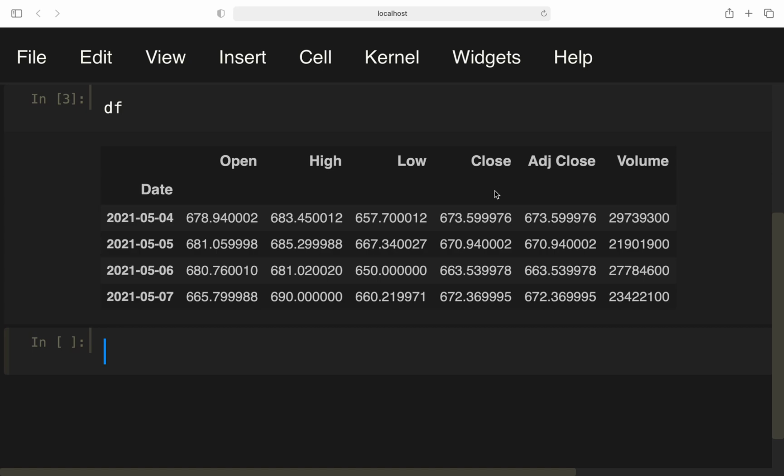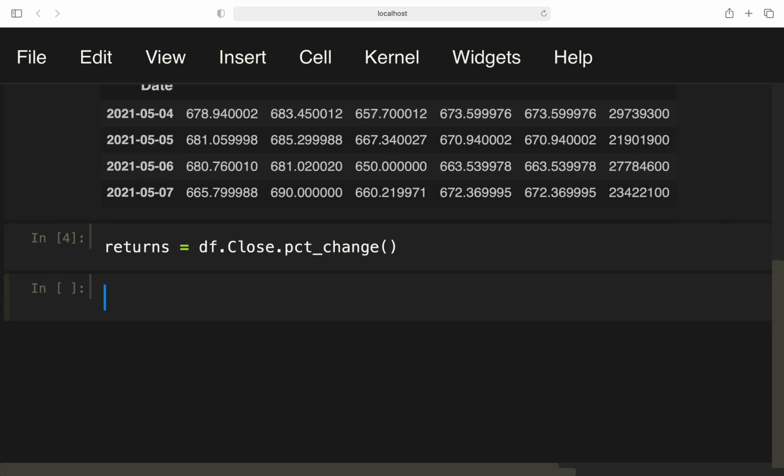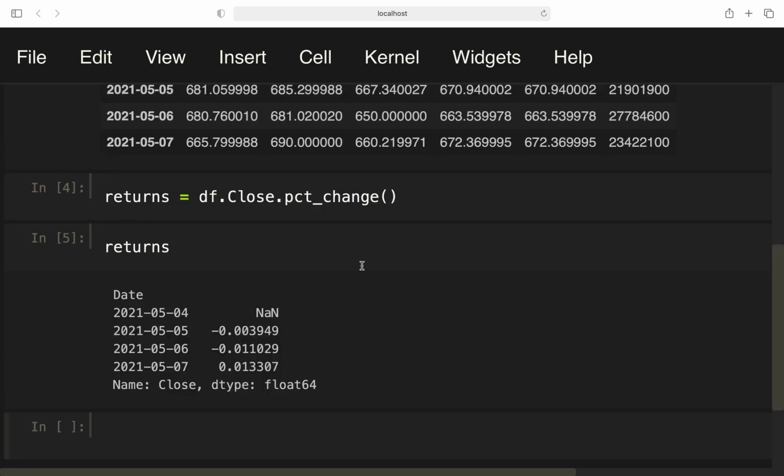And to get the returns of Tesla, I'm using the close column. You can also use the adjusted close column and apply a pandas function pct_change to that. And with that, I'm getting the returns. So we can create a variable here and apply the pct_change function to the close column here. pct_change. And now I'm getting the returns of Tesla, right?